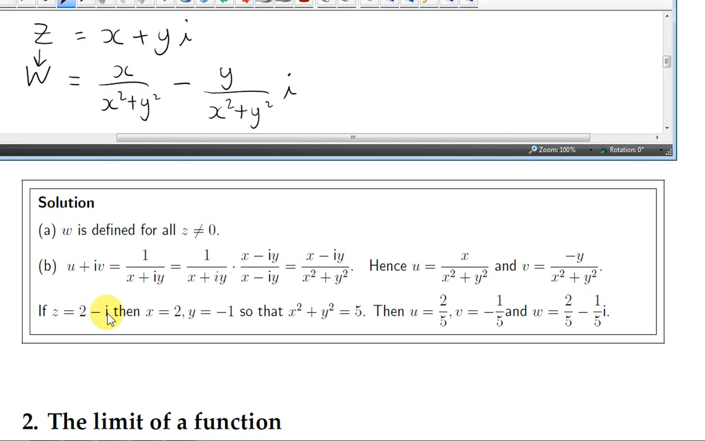Here we have a specific example of z. Z is 2 minus 1i, so x is 2, y is minus 1. We can just plug those values into this to get the image of 2 minus i. So we can get u and v, and we can find the image.